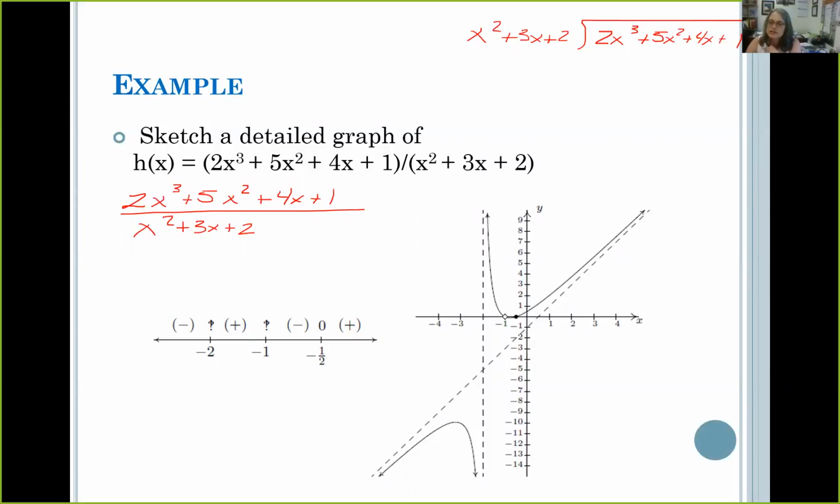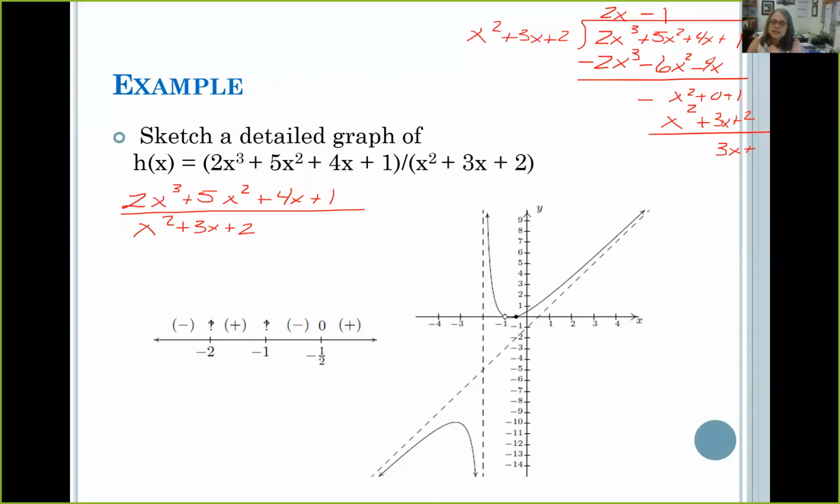Compare x^2 to 2x^3. I have to multiply by 2x. We get 2x^3, 6x^2, 4x. I'm going to reverse my signs as I go. Add, I get negative x^2 + 0 + 1. I need to multiply by -1. So -1 times x^2 is negative x^2, but I'm going to change that sign. So then plus 3x plus 2. Add, and I get a remainder of 3x + 3.